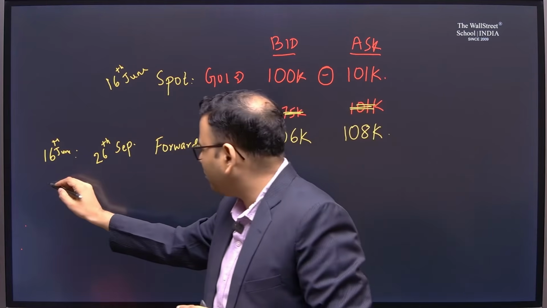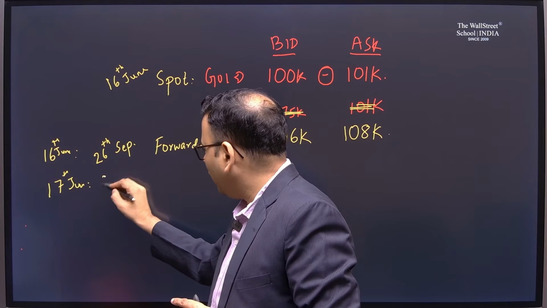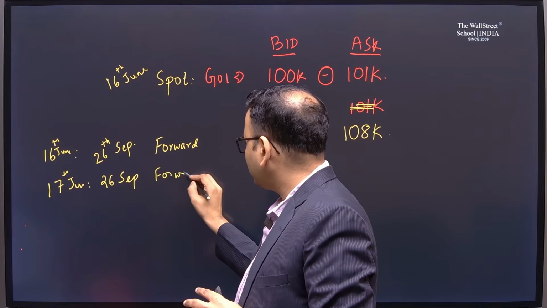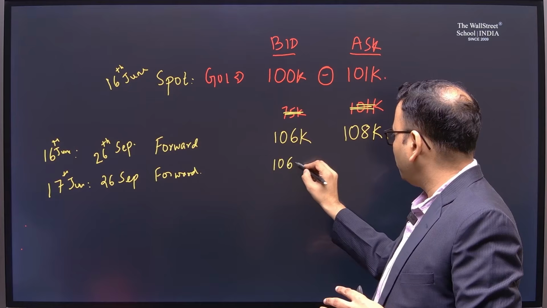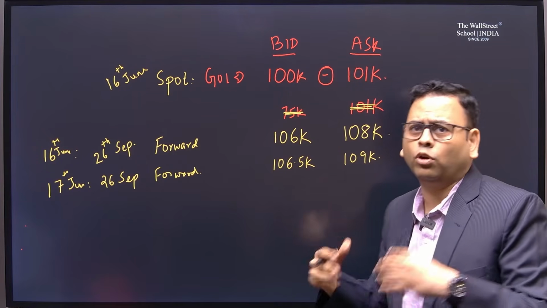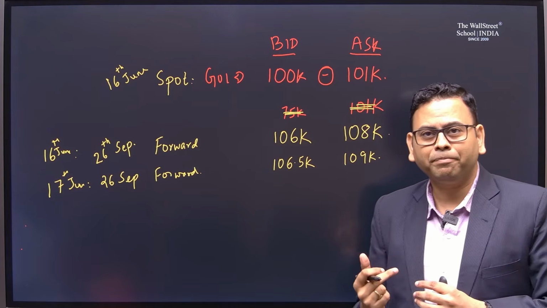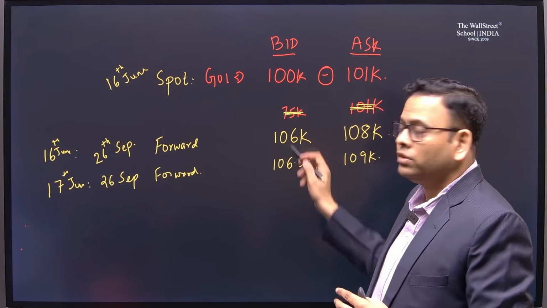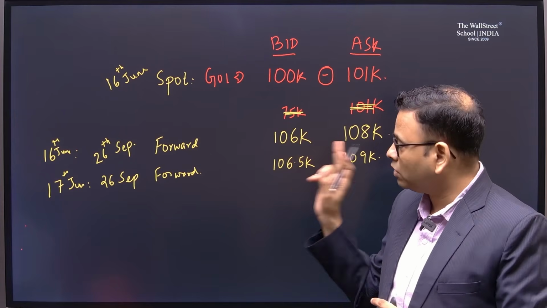So, I will get a separate, so 17th June I might have a new forward quotation, which could be, let us say, 106.5 thousand and 109,000. That depends upon a lot of market dynamics, right. But then remember this, that every day or maybe every moment this quotation will keep on changing, right. But this quotation is for 26th of September delivery.